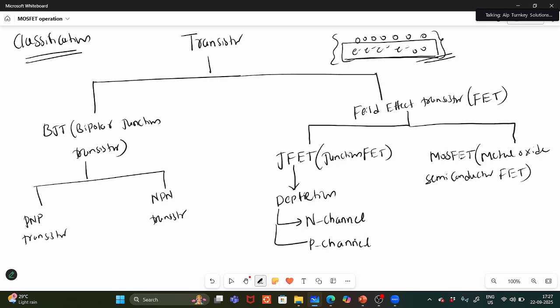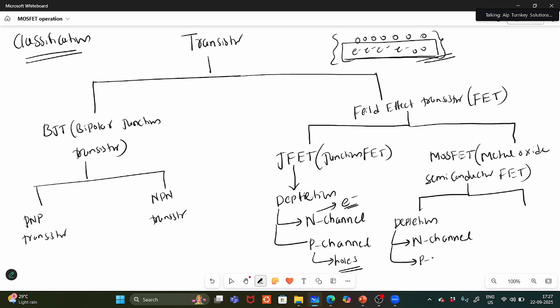What is N channel? That means in the channel electrons are flowing, electrons are the majority carriers. P channel means holes are the majority carriers, holes are moving. Next, in MOSFET there are two types. Depletion means the channel already exists. Again there are two types, N channel and P channel.